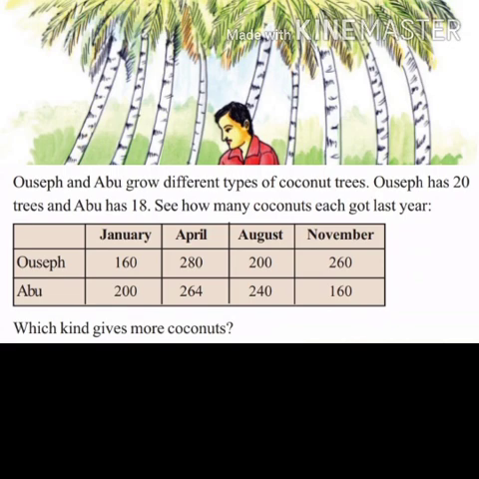Next is a different type of problem. Here, Ausep and Abu grow different types of coconut trees. Ausep has 20 trees and Abu has 18 trees. See how many coconuts each got last year. That's shown in the table. Which kind gives more coconuts? Can we decide this by comparing just the total number each got? No. Now we want to find the average.